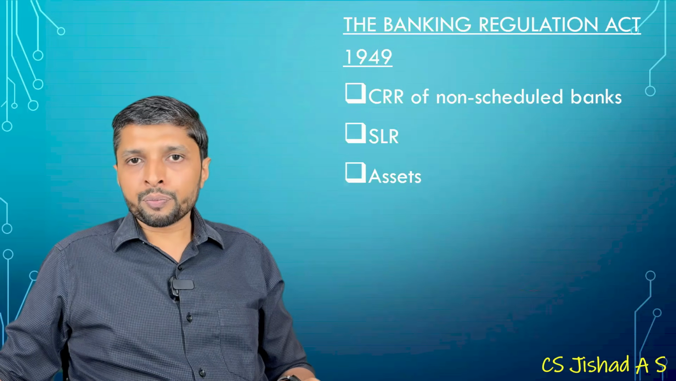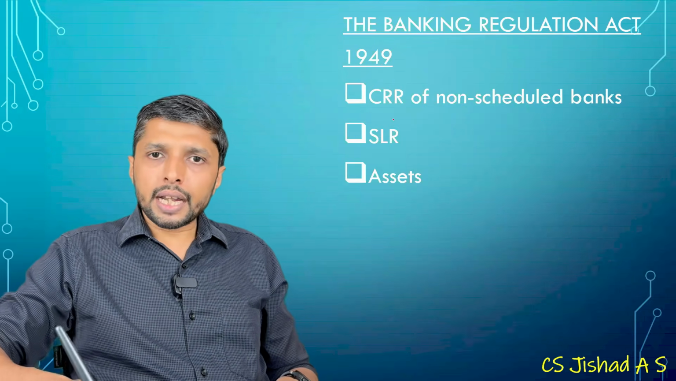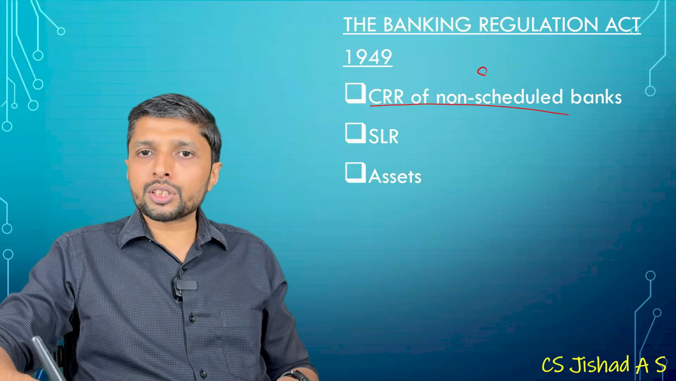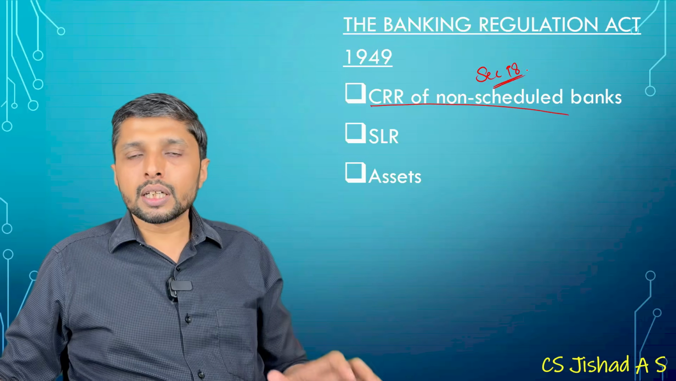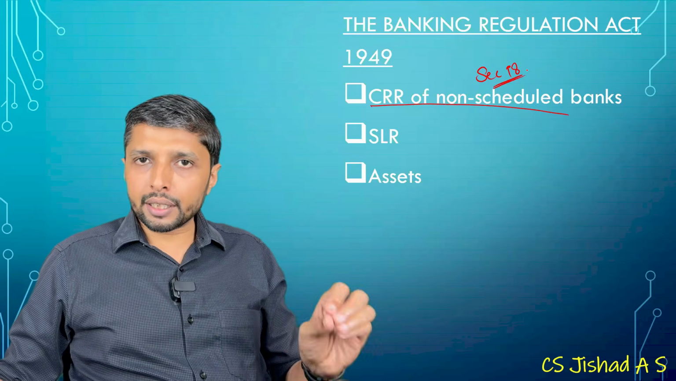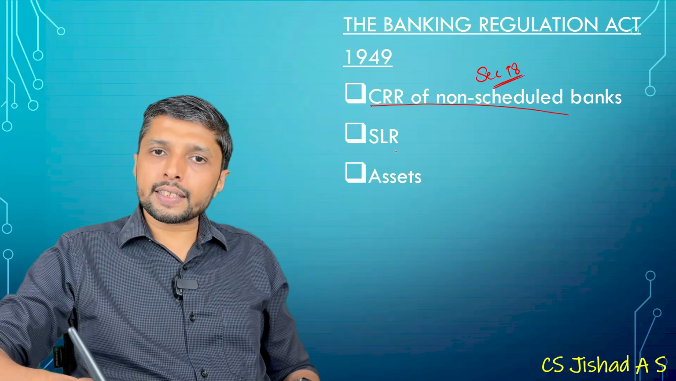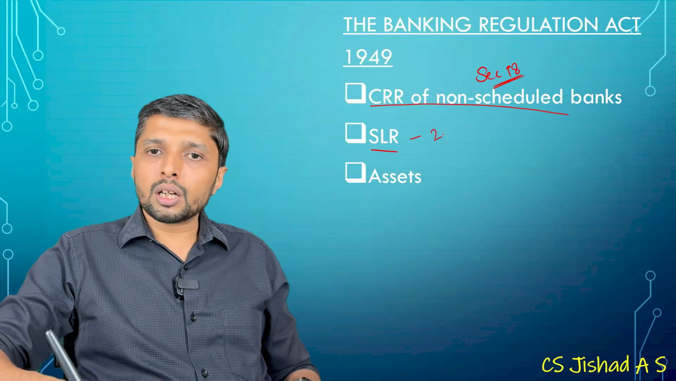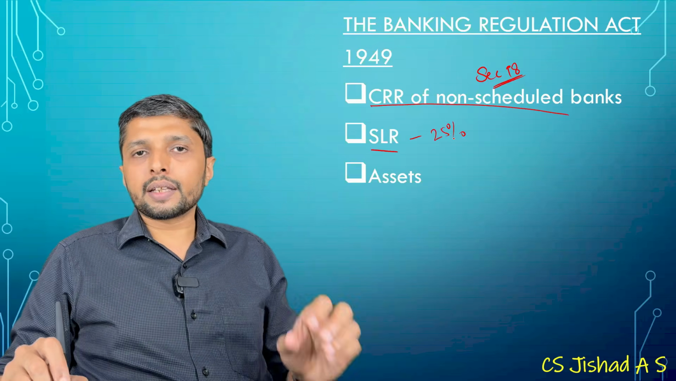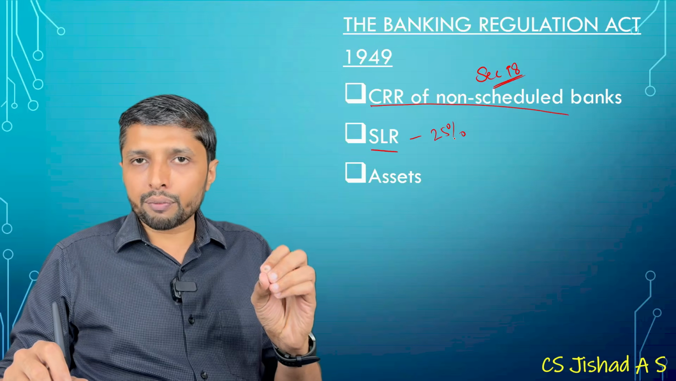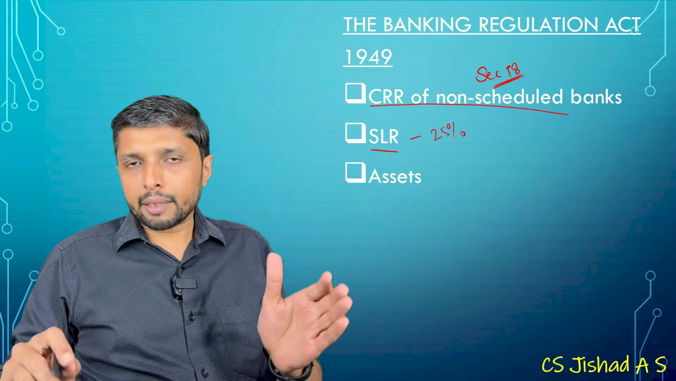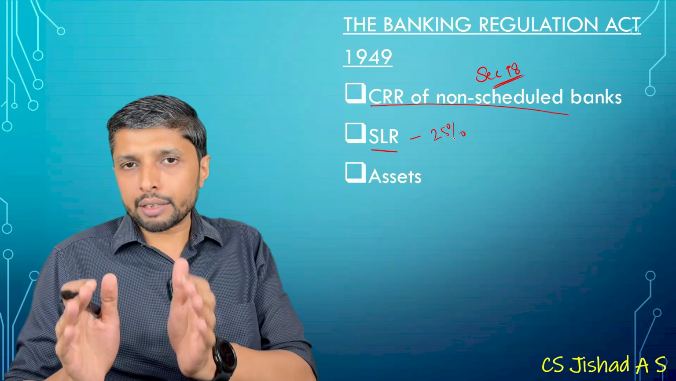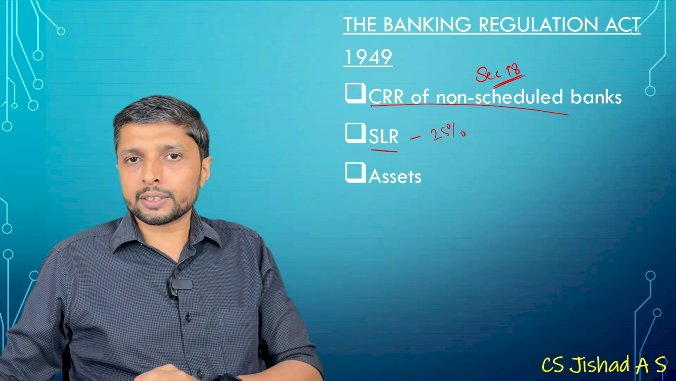Then the cash reserve ratio of a non-scheduled bank, which is explained in section 18 of the Banking Regulation Act, is 3% of time and demand liabilities. Then SLR, statutory liquidity ratio, is 25%. Then they have to maintain at least 75% as their assets. Okay, of time and demand liabilities, 75% should be their assets.